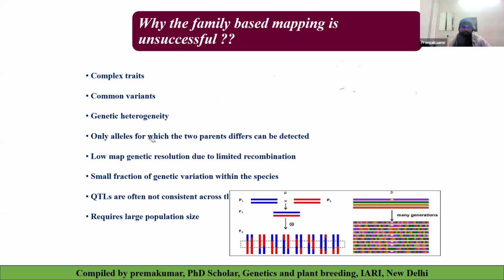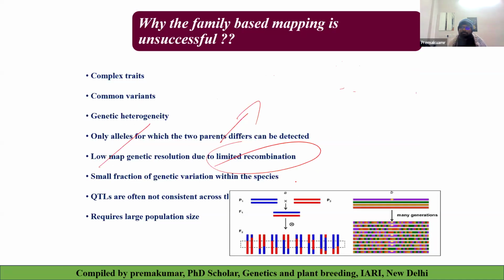That's why only the alleles which differ between the two parents can be detected, but those which do not differ between the two parents cannot be detected in family based mapping. And the resolution of the genetic map is very low because of limited recombination.